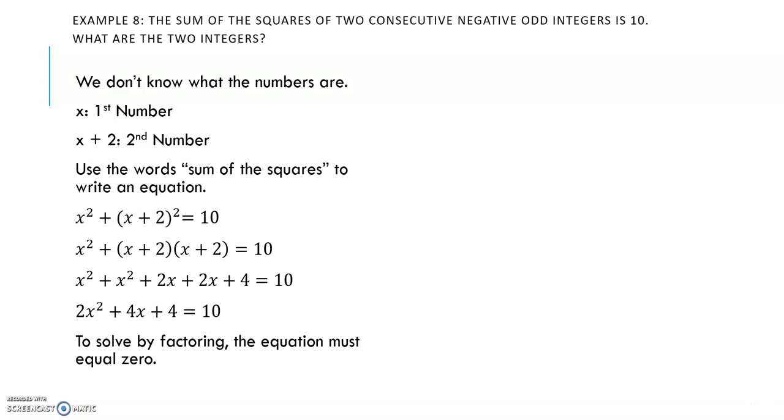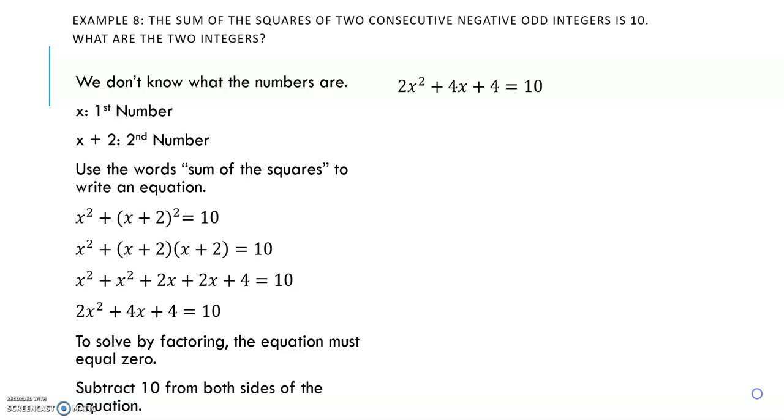To solve by factoring, the equation must equal 0. Subtract 10 from both sides of the equation. 2x squared plus 4x plus 4 equals 10. Subtracting 10 from both sides, 2x squared plus 4x minus 6 equals 0. Factor out a 2. 2 times (x squared plus 2x minus 3) equals 0.